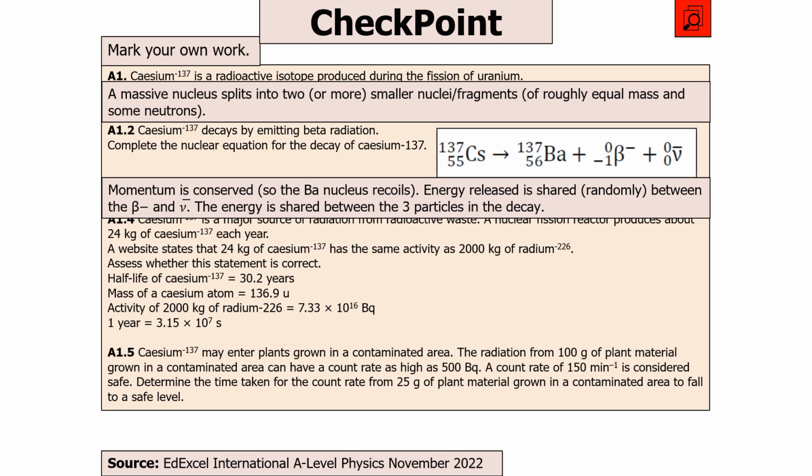Why do you get a range of energies in the decay? Well, because momentum is conserved. The energy released is shared between the beta minus and the antineutrino, and therefore it's shared between multiple particles in the decay, so it varies the energy out.